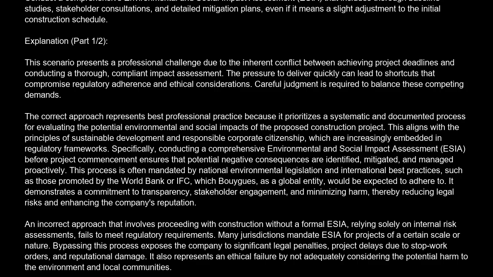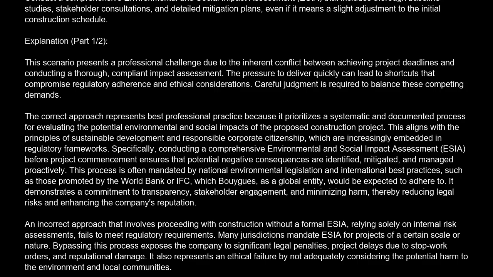Explanation. This scenario presents a professional challenge due to the inherent conflict between achieving project deadlines and conducting a thorough, compliant impact assessment. The pressure to deliver quickly can lead to shortcuts that compromise regulatory adherence and ethical considerations. Careful judgment is required to balance these competing demands. The correct approach represents best professional practice because it prioritizes a systematic and documented process for evaluating the potential environmental and social impacts of the proposed construction project.